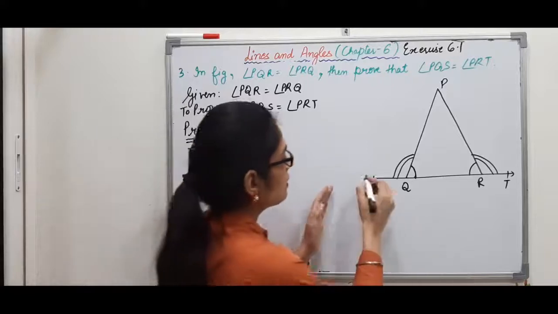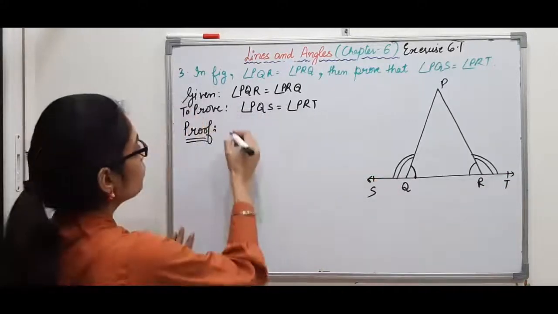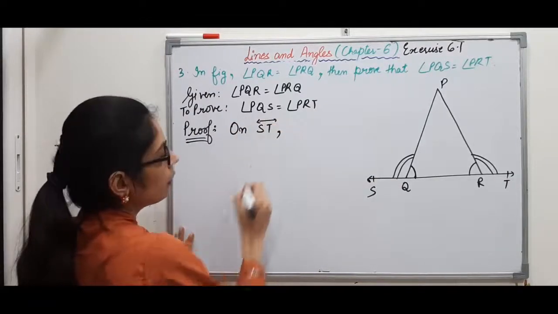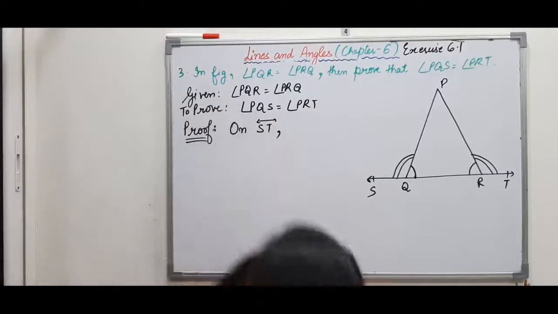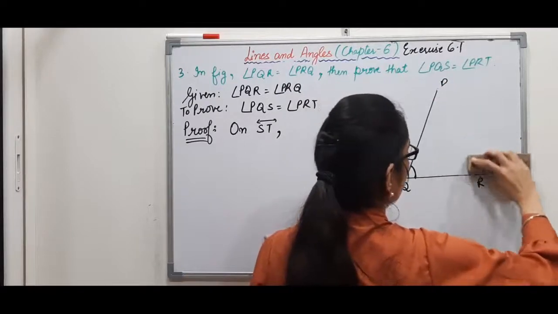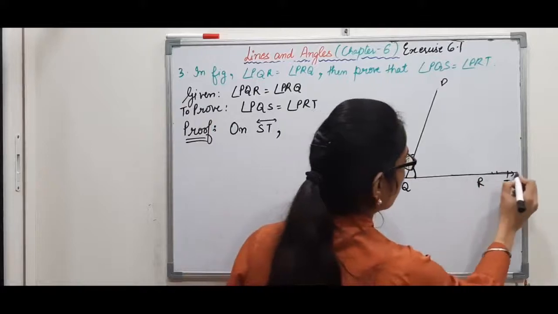You can see these arrow marks are given, which means ST is a line. So on ST, since it is a line, we can mention it like this. One by one we will do. First of all, we can do only this much. Just forget about the other part. Assume we have only this part.